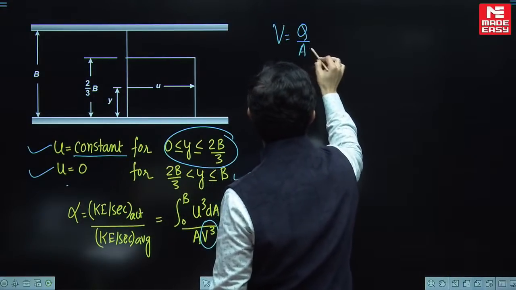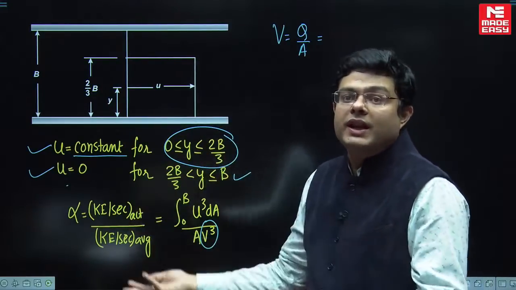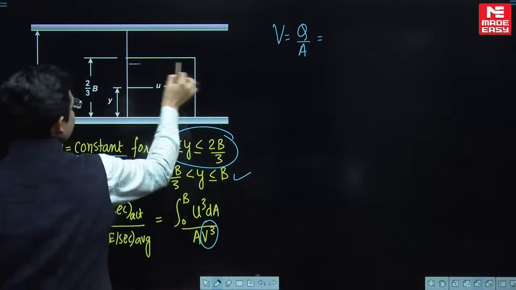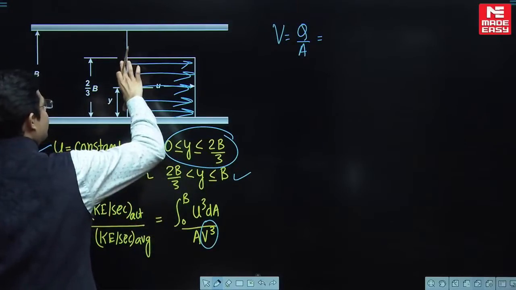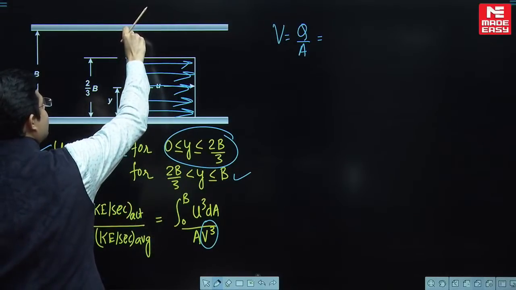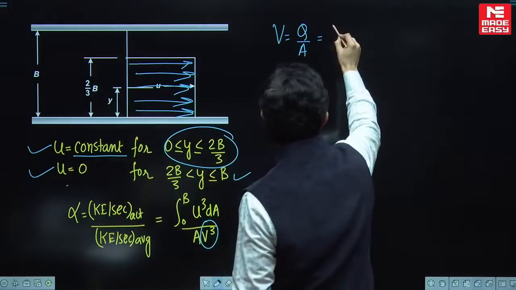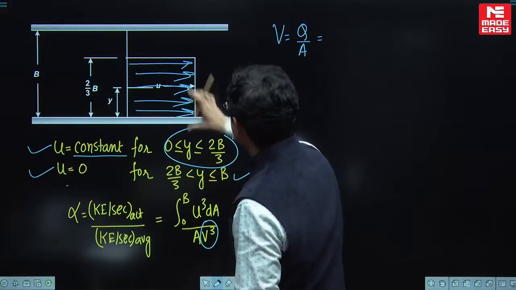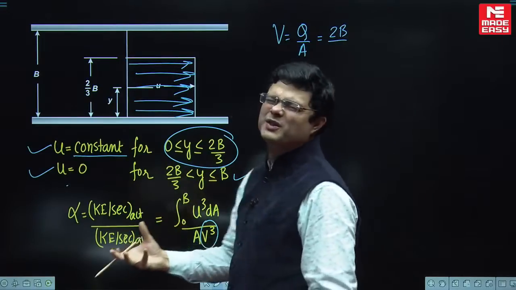Average velocity will be discharge by area. What is the discharge of the fluid through this conduit? Very simple. Discharge is only taking place from here, in this particular area only. Otherwise here the discharge is 0. So the discharge flowing through this is going to be area. How much is the area through which the flow is taking place? Just look at the quality of the question here.